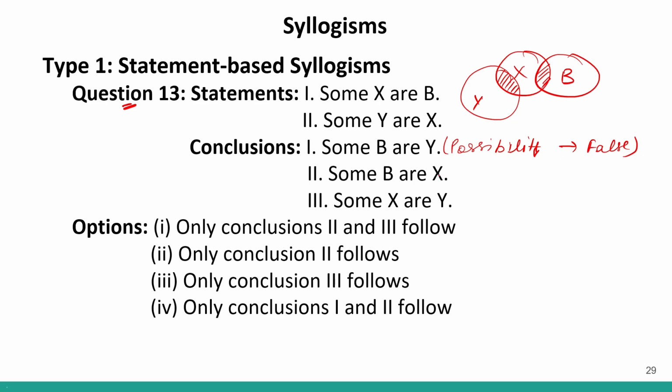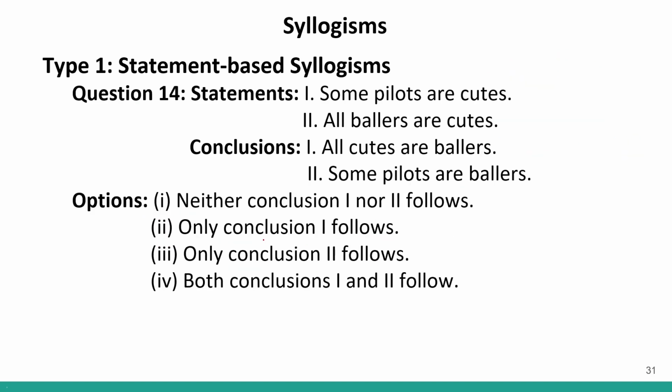Conclusion number 2, some B are X. This is definitely true. Conclusion number 3 says some X are Y. This is also definitely true. So my answer will be only conclusion 2 and 3 follow, which is given in option number 1. So this will be my answer.